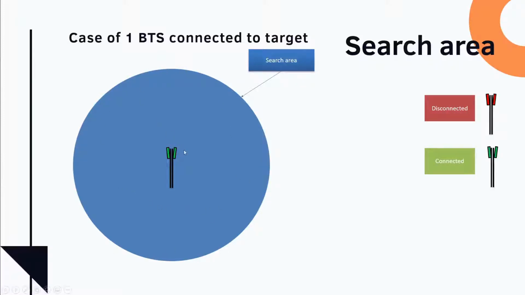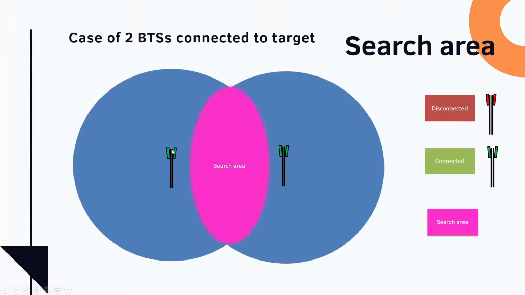Okay, so this is a simple case where you only have one BTS. So your search area is limited to the blue circle. I want you here to pay attention to this convention. If you see a red antenna here, you see this one red, that means this site is disconnected. And if you see green, that means this site is connected. So this one here is connected.